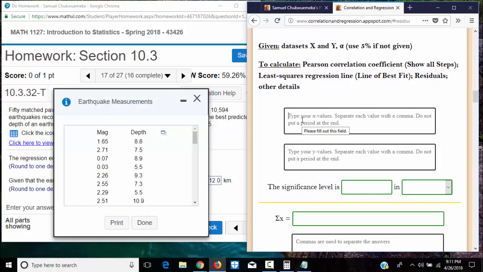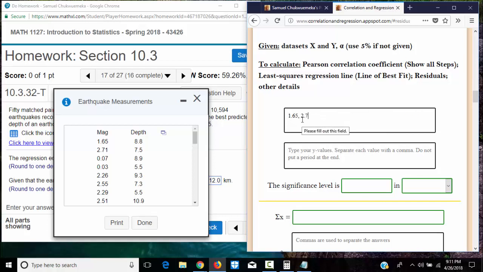The magnitude, this 1.65, 2.71, 0.07, 0.03, 2.26. Now another thing we can do is to use Statcrunch and find the mean of the y. I'm gonna show it to you anyway, but let me use my calculator first, because I'm more confident with my calculator than using Statcrunch, because I wrote this myself.